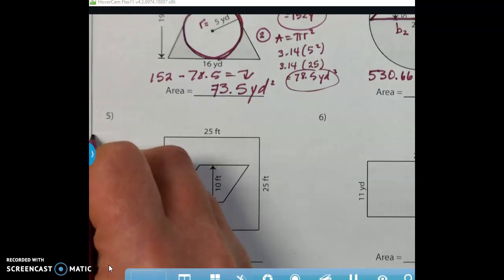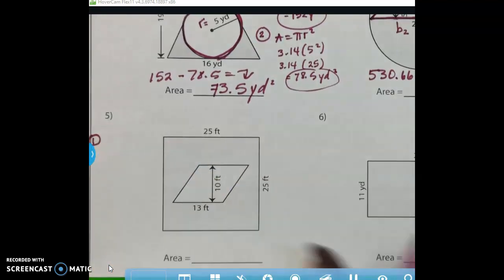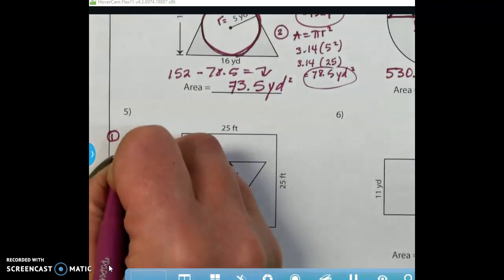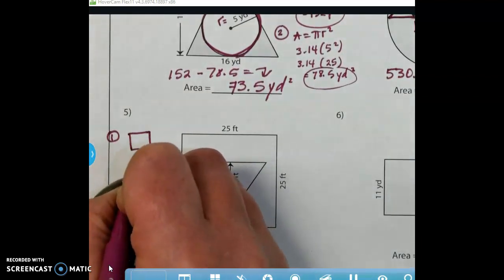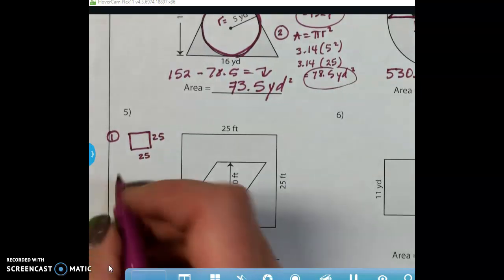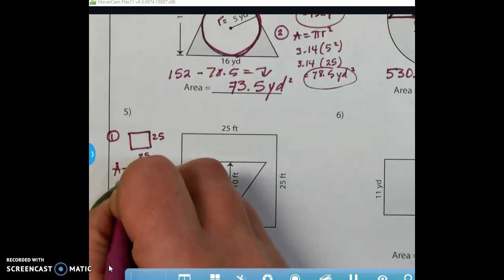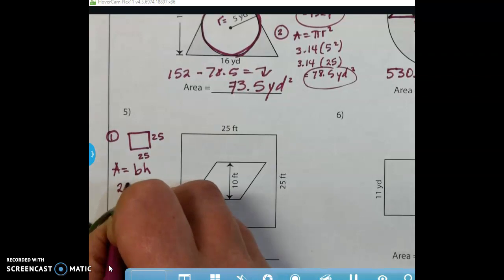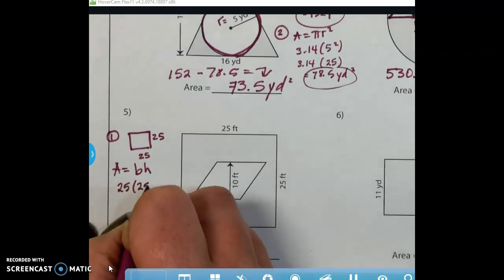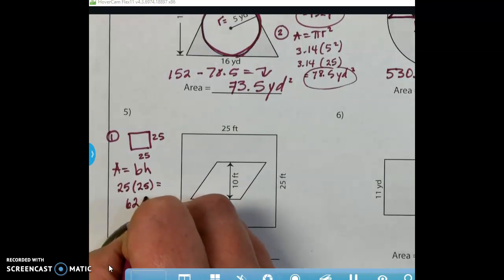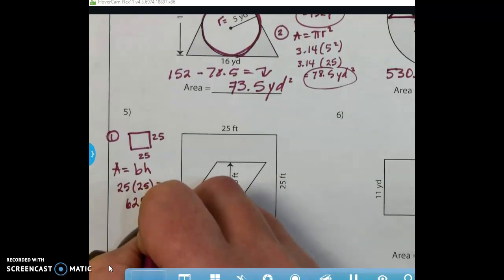So, first step, what do we have in the beginning? In the beginning, we had a nice basic square that was measured 25 by 25 feet. Yay! Done and done. Our squares, our rectangles, and parallelograms all have a very basic formula, base times height. So 25 times 25 will give us an area of 625 square feet.